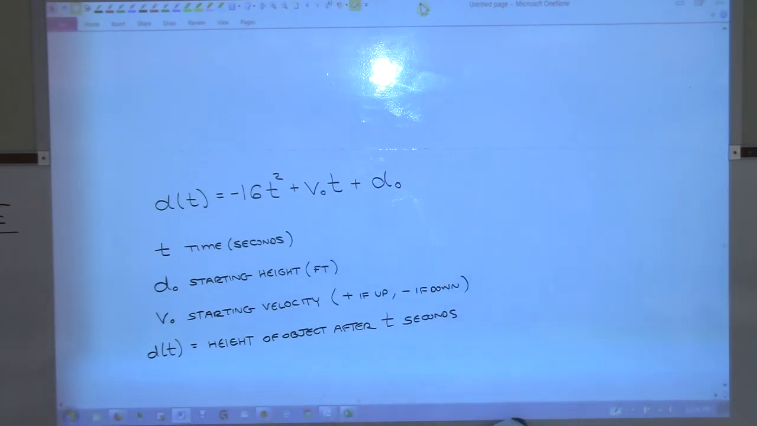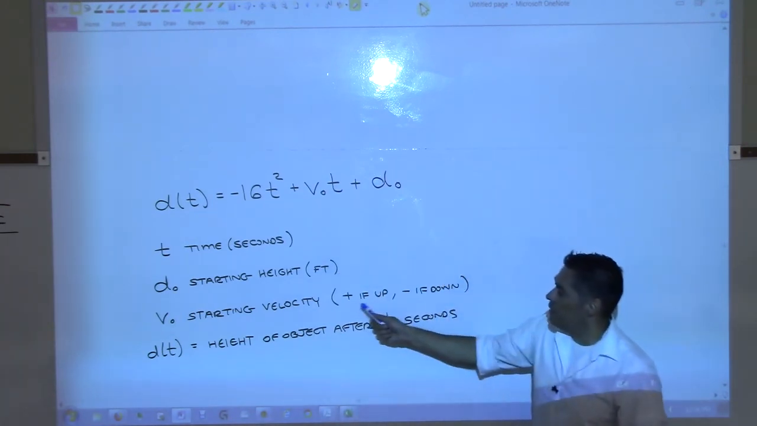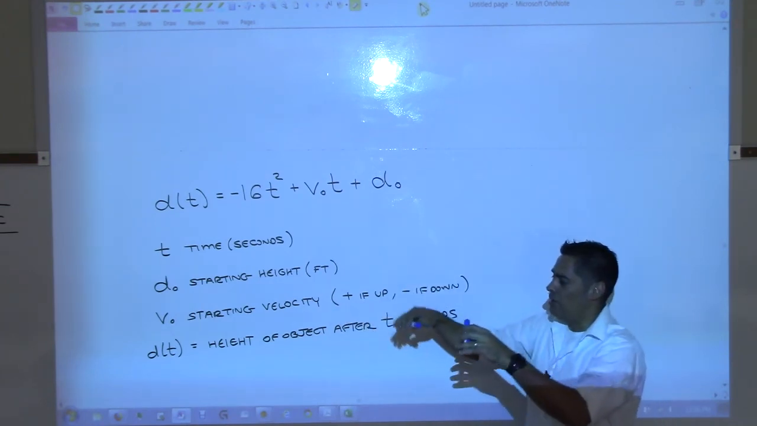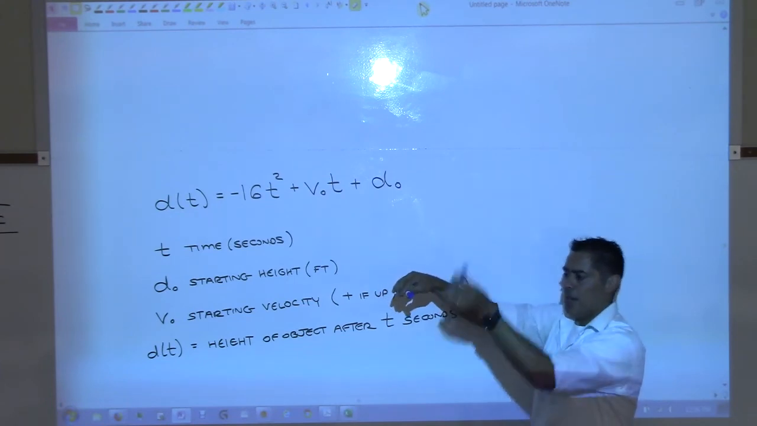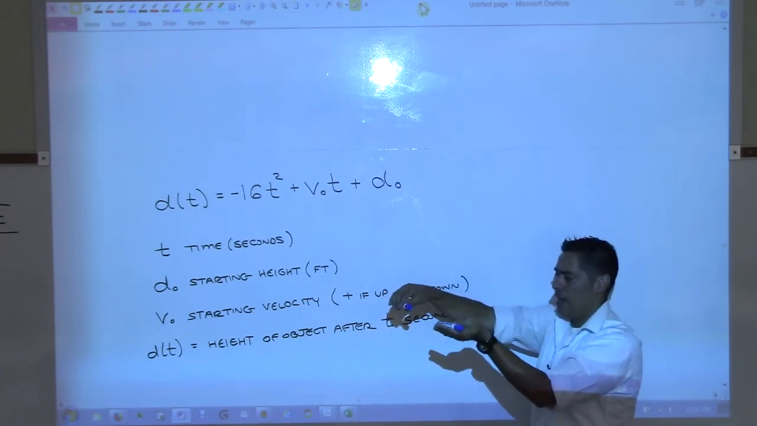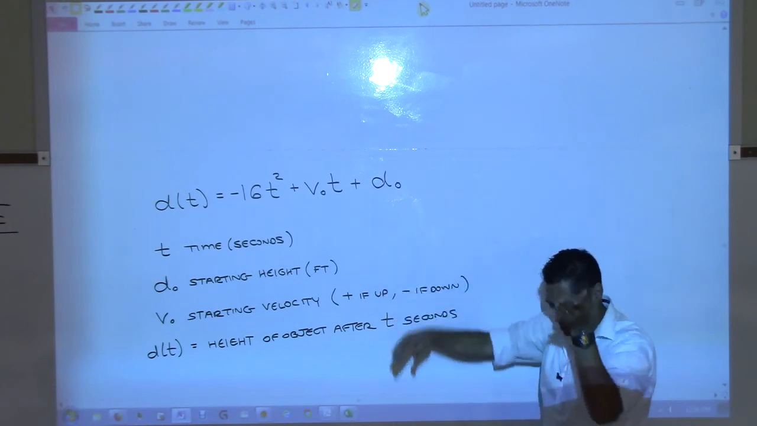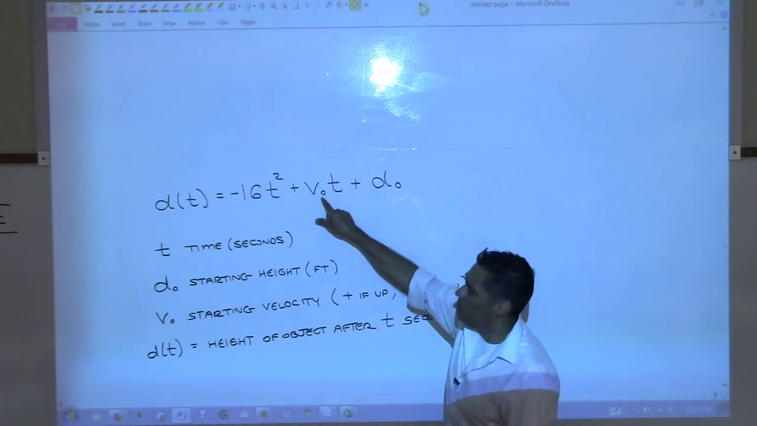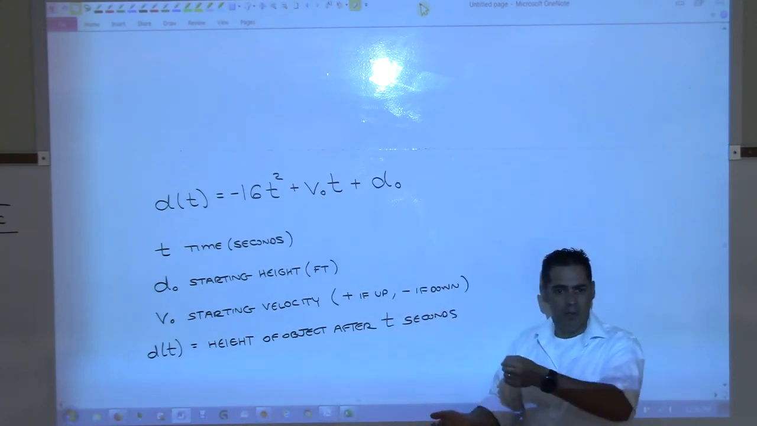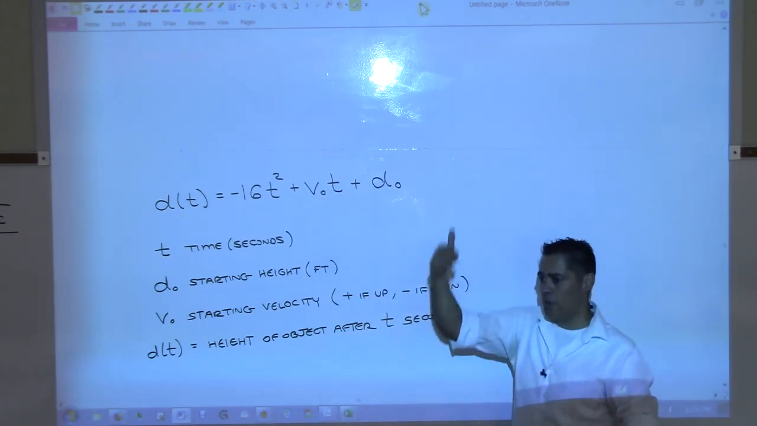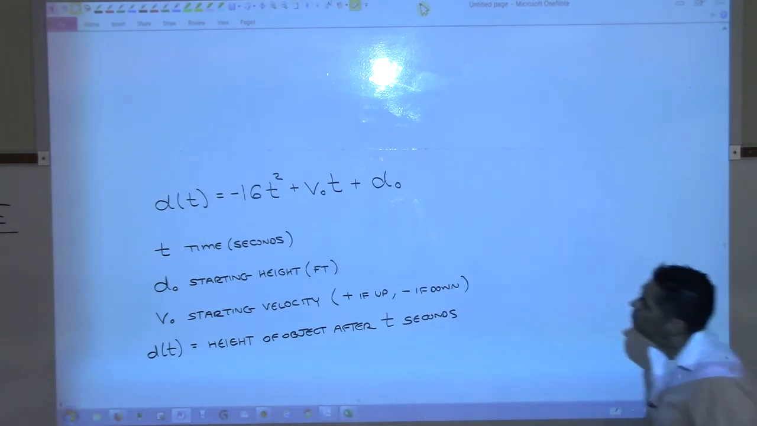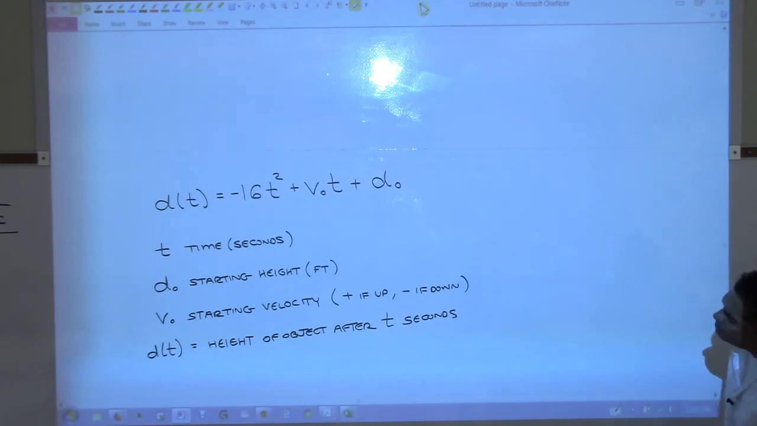So if I give it an initial, a starting velocity, then that's going to change the formula. I could also drop this one, and instead of throwing this one down, I can throw this one up. Obviously, the one I threw up is going to get there at a different time. So this number right here controls if you just let it go, or if you throw it down, or if you throw it up, okay? So that is the formula.